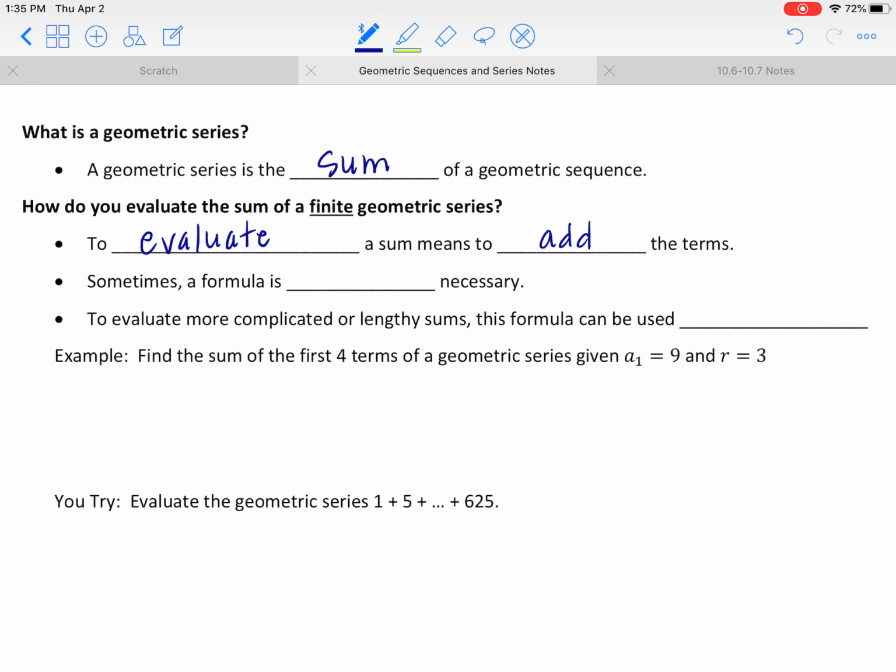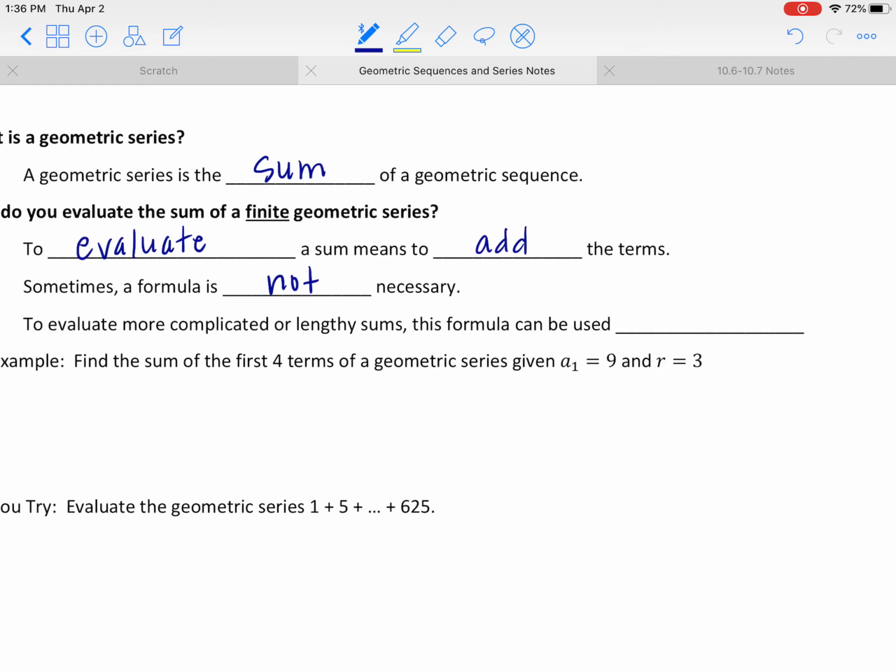And sometimes, so there's a formula just like there was for arithmetic. The formula, though, gets a little bit more tricky than the arithmetic. So if you don't need a formula, like if you're just asked to add, let's say, 4 terms, I wouldn't use a formula to add the 4 terms. Just put the 4 terms in the calculator and add them. So sometimes a formula is not going to be necessary. But if our terms are ugly, or if we're adding up a whole bunch of them, maybe we don't want to add them all by hand.